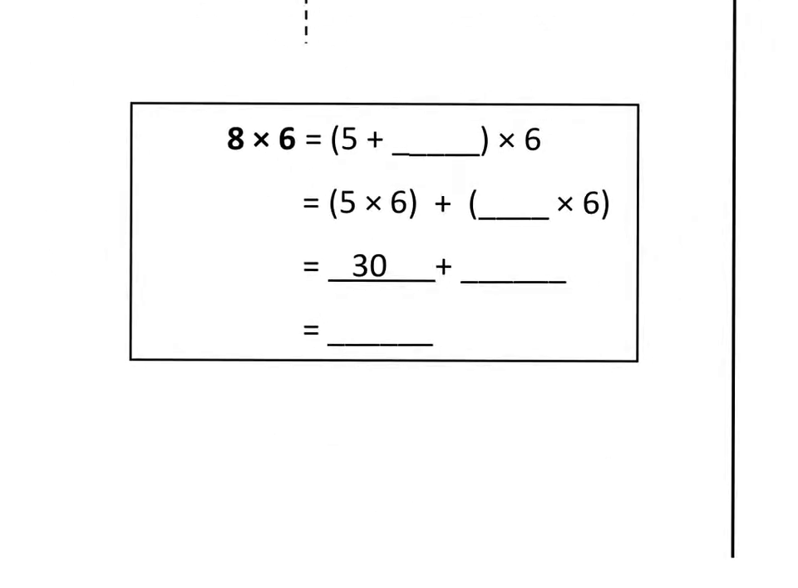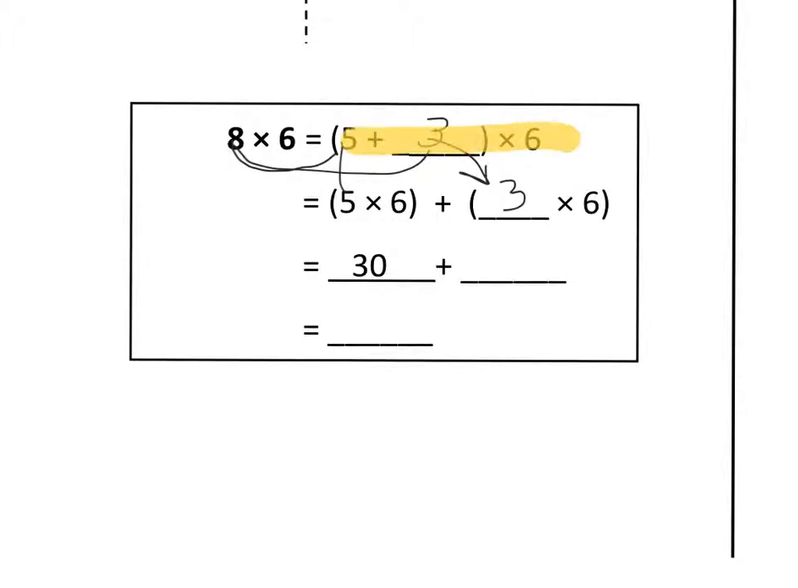Which brings us to here. 8 times 6 equals... Now, here's where it's going to be a little tricky. This is going to trip you guys up. 8 is the total. We have 5. What is the missing amount? 8 minus 5, or 5 plus what equals 8? 5 plus 3 equals 8 times 6. Then that 5 goes here, and the 3 is going to go right here. 5 plus 3 times 6.